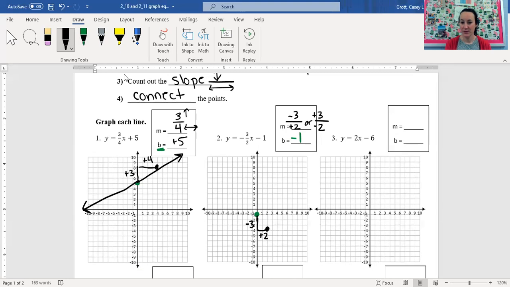If you want to use this one, I can go up 3. 1, 2, 3. And over 2 to the left. Notice my points still form that single file line. Okay, so your choice on the slope. But we're going to connect those points. There's my line. Notice that it's negative. Good. We have a negative slope. It matches.